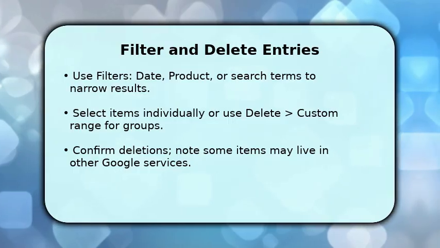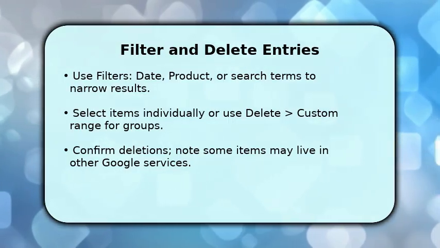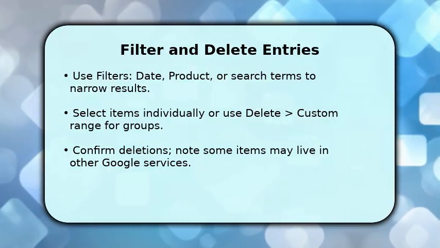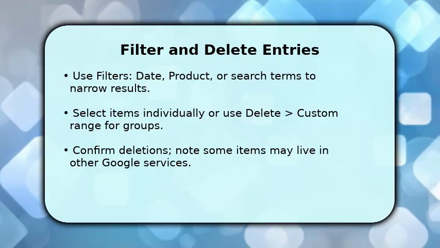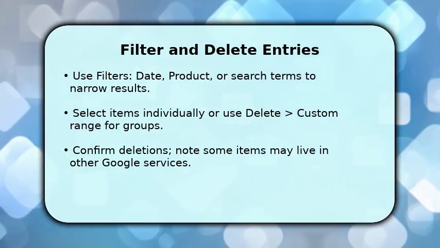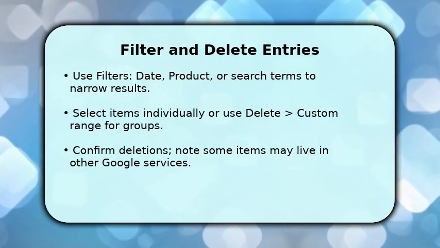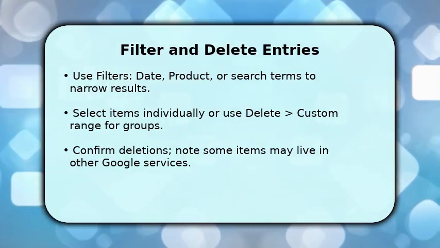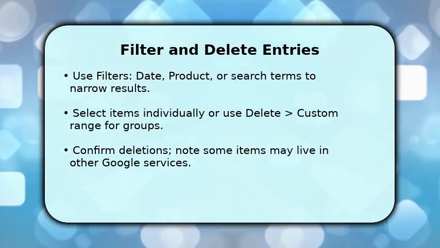Click the three-dot menu or delete button and choose a range: last hour, custom dates, or all time to remove groups of entries. Make sure to read the confirmation because deletions can't be undone. Google explains where data will be removed from. Also, remember searches saved in other services, like YouTube or Maps, may require separate deletion steps.